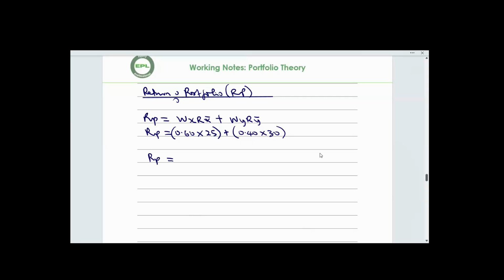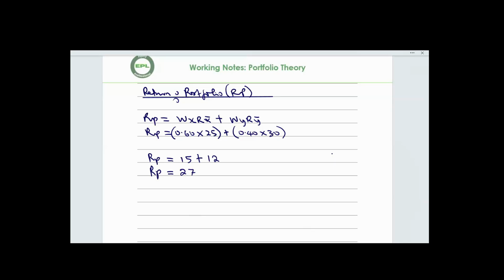So my return of the portfolio will then be equal to 60% of 25, which is 15, plus 40% of 30, which will give us 12. Therefore, the return of the portfolio is equal to 27. So this is one way of calculating the return of portfolio.